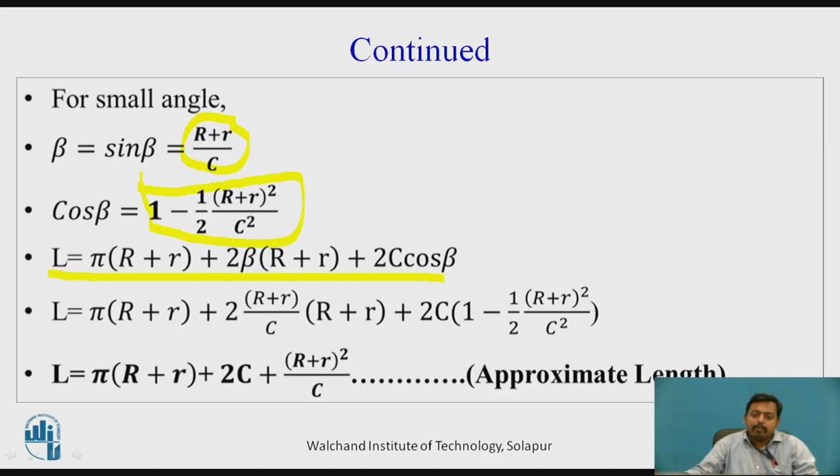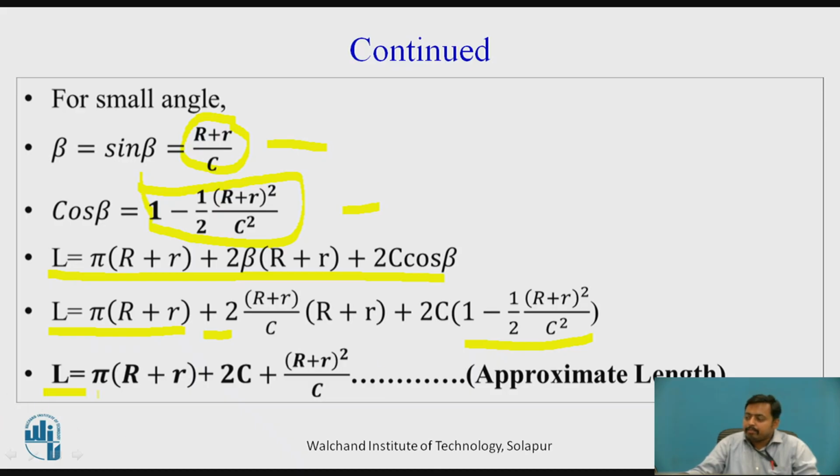Next, we already have this formula: L is equal to pi into (capital R plus small r) plus 2 beta into (capital R plus small r) plus 2c cos beta. That is the exact length of the cross belt drive. Next, substituting these two approximations, L is equal to pi into (capital R plus small r) plus 2 into, substituting the value of beta as (capital R plus small r) upon c, into (capital R plus small r) plus 2c, substituting the value of cos beta as 1 minus half (capital R plus small r) bracket square divided by c square.